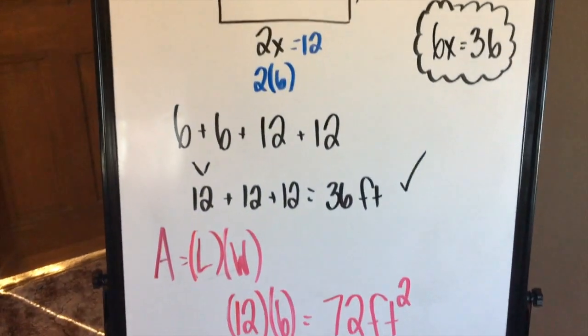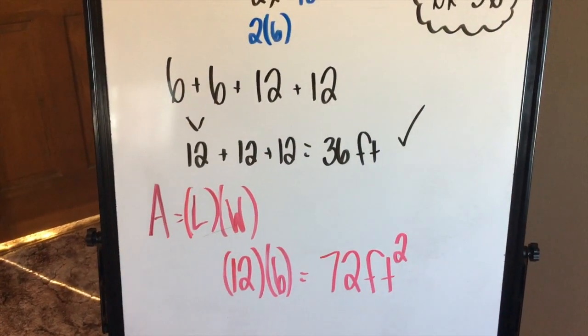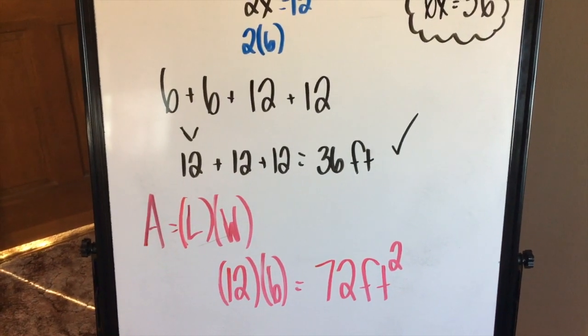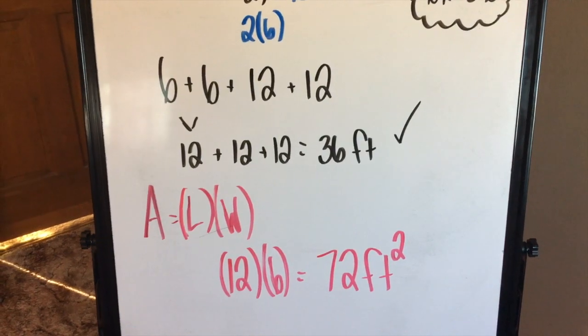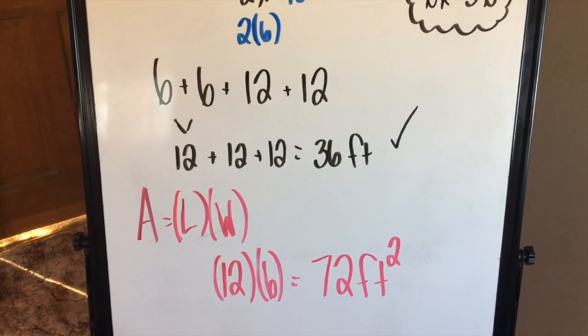But from there we also had to find the area. And since it was a rectangle, our formula was area equals length times width. So I just substituted again. So 12 times 6 got me the answer of 72 feet squared.